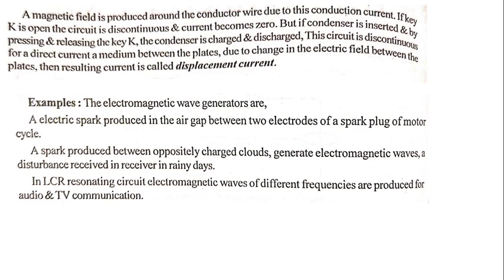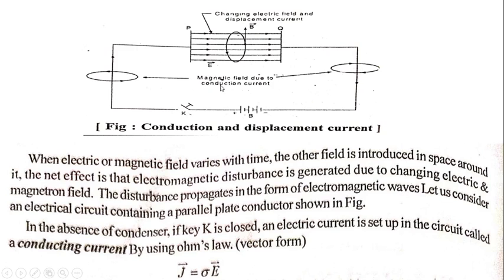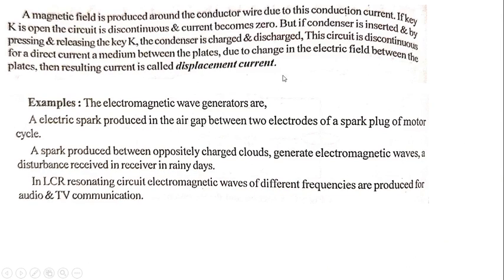So, see in the figure, if the key is open, what happens? The circuit is discontinuous and the current becomes zero. But if a condenser is inserted and, by pressing and releasing the key, the condenser is charged and discharged, this circuit is discontinuous for a direct current. The medium between the plates, due to the change in electric field between the plates, gives a resulting current called displacement current.